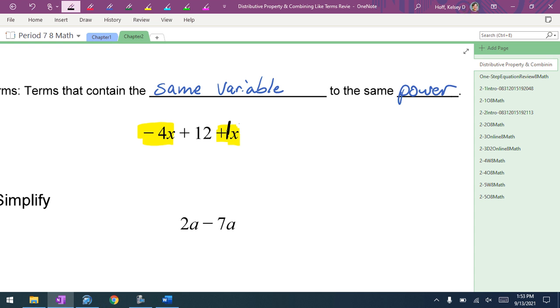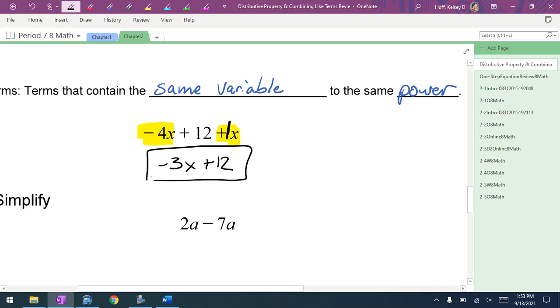Negative 4 plus 1. What is negative 4 plus 1? No, we're not laughing. That is the absolute worst thing you can do. If somebody makes a mistake, you will help them. You will not laugh. Negative 4 plus 1 is negative 3. But don't lose your x with it. And then positive 12 doesn't have anything to combine with them. So you end up with negative 3x plus 12.